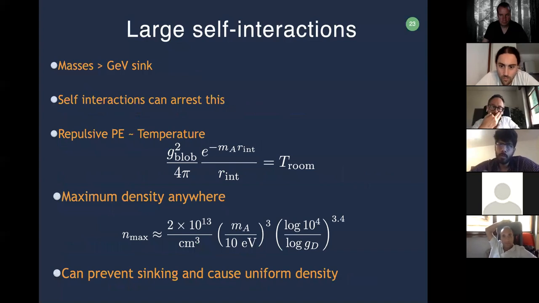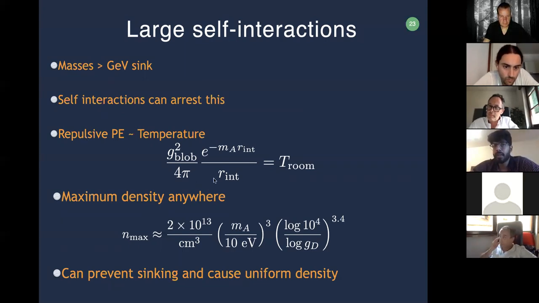One more quirk of these large self-interactions is that while we saw that masses greater than a GeV sink very fast, self-interactions can arrest this, since they are repulsive. So you can ask what is the largest number density I can have with such a large repulsive dark matter force. And here, of course, I'm invoking a vector to have this repulsive force.